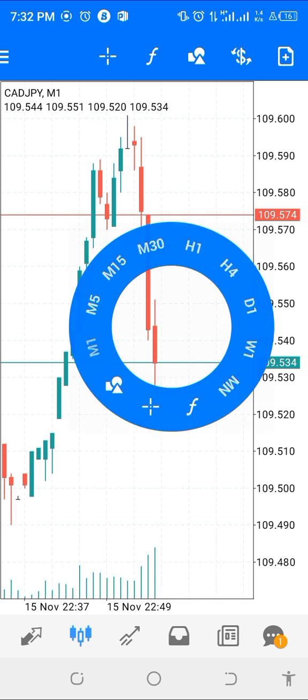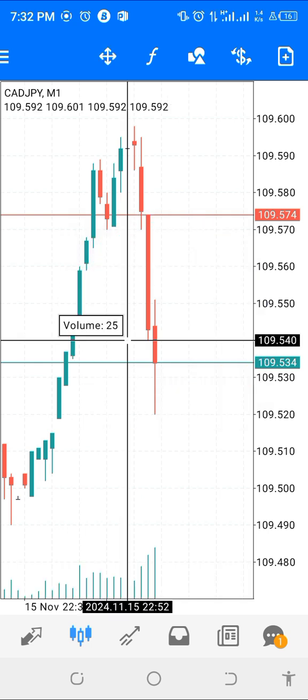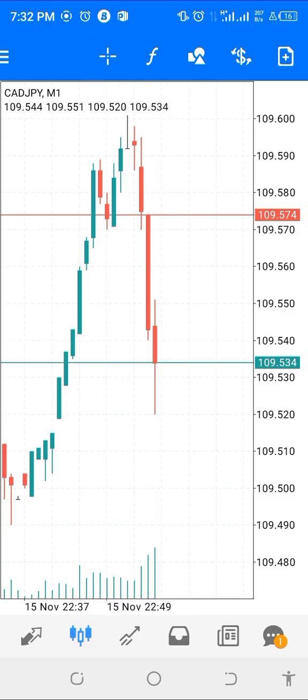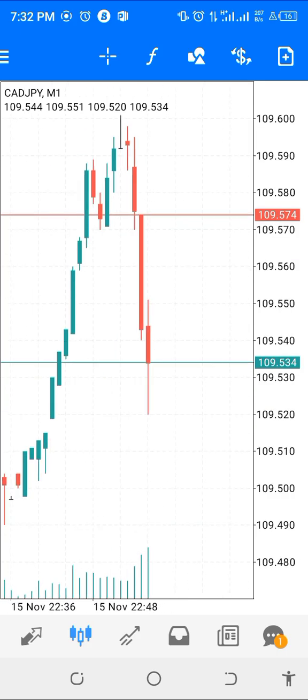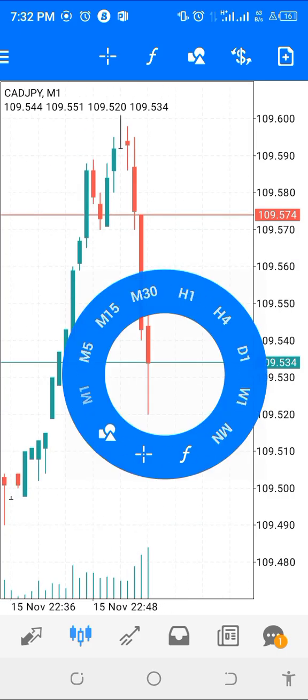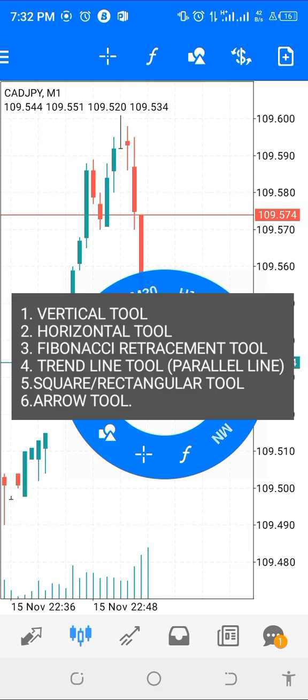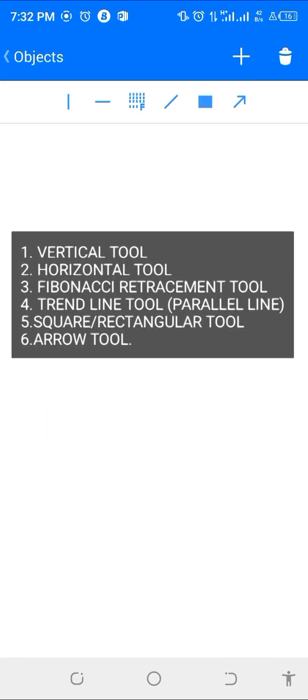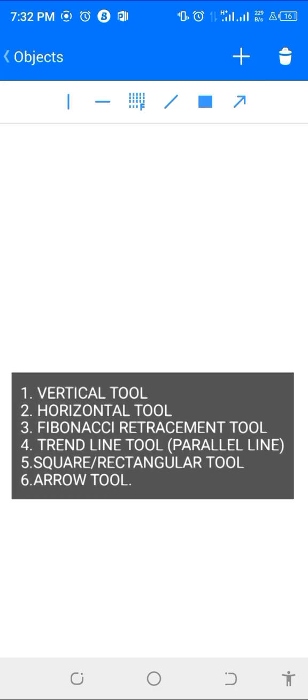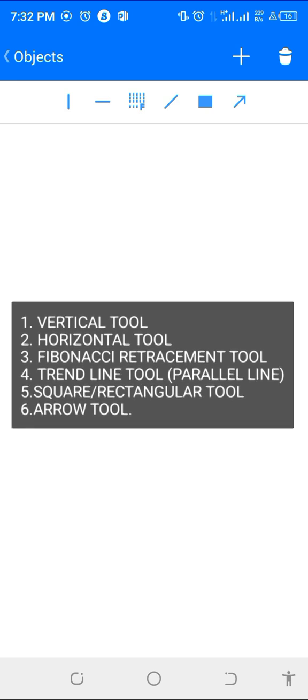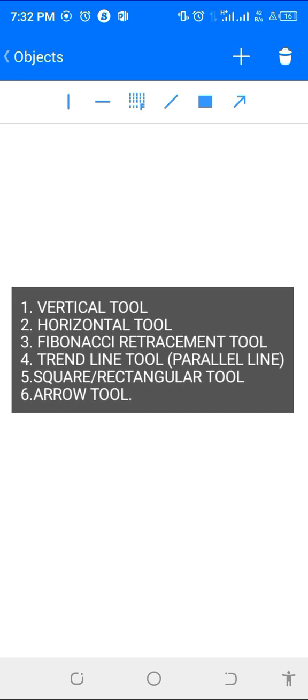We'll talk about this particular tool known as the crosshair tool. Then this is the indicator, same thing. You can add and you can remove. Then this is the tool, or some people call it the technical analysis tool. When you click on it, it shows you the vertical tool, the horizontal tool, the Fibonacci tool, the trend line tool, the rectangular tool, and the arrow tool.